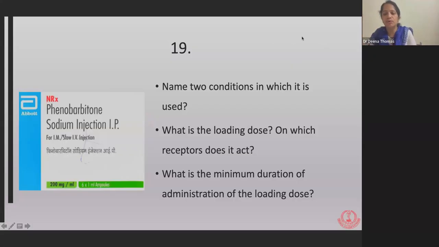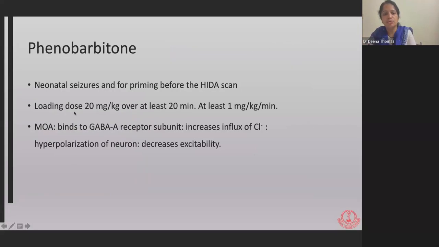So we have got the answers for the receptors. It is the GABA receptor. So loading dose is 20 mg per kg over at least 20 minutes. That minimum rate should be at least 1 mg per kg per minute. And mechanism of action is, it binds to GABA A receptor subunit, increases the influx of chloride into the neurons. It causes hyperpolarization of the neurons and decreases the excitability.